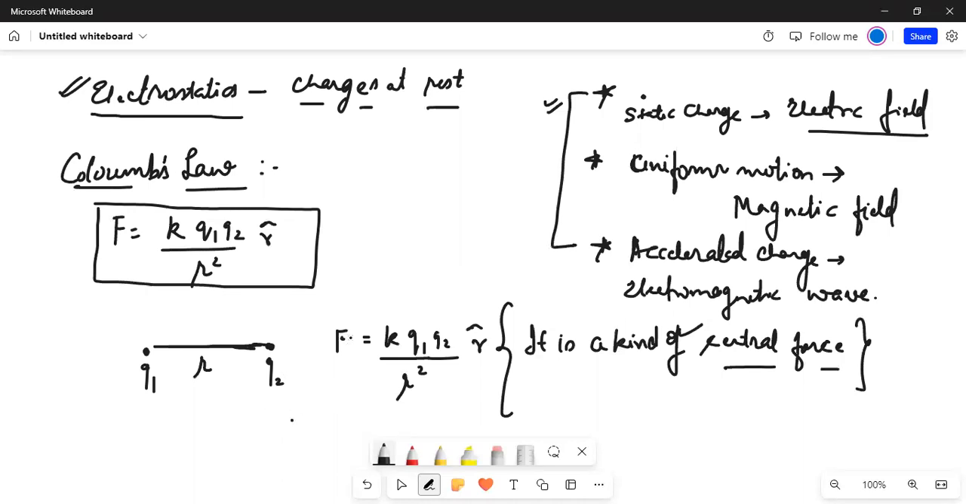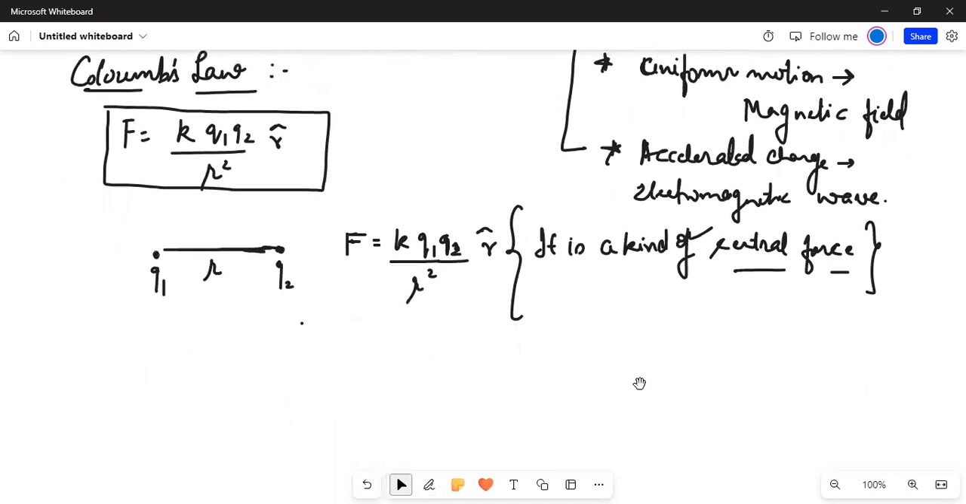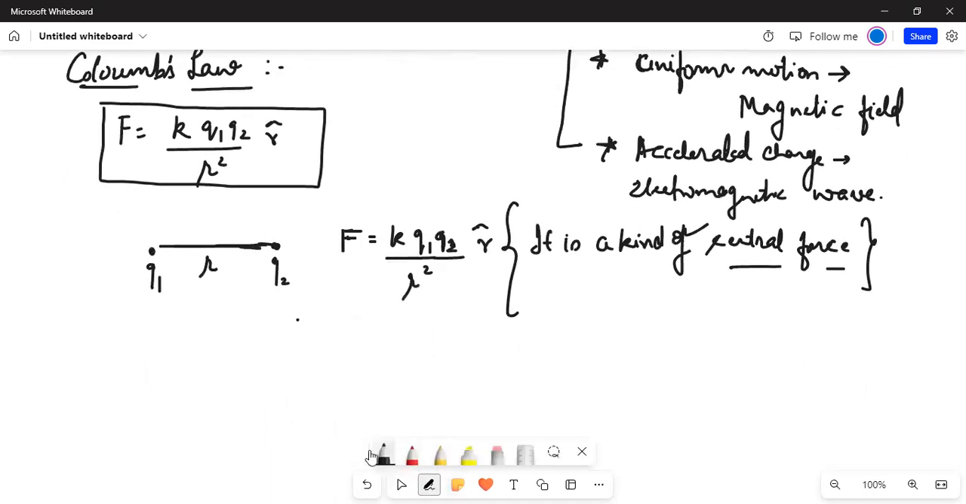So if I'm talking in the sense of electrostatics or electric field, I would say that the force acting between the two charges acts along the line joining the two charges. Is that clear? Such forces are called central forces.